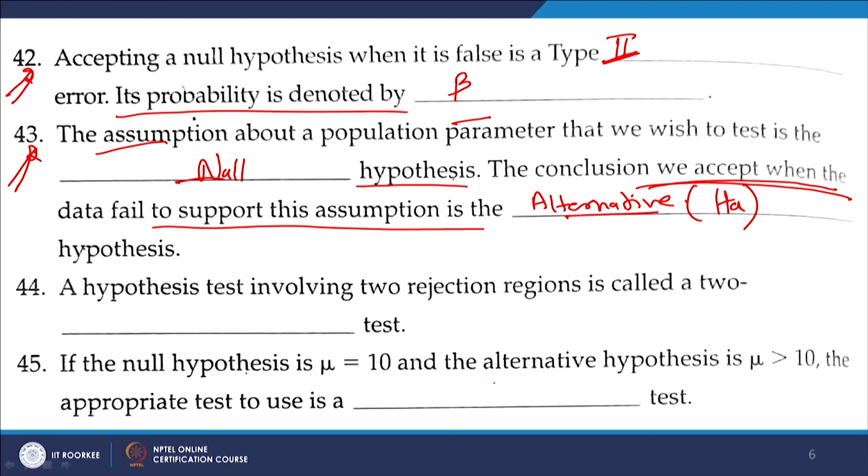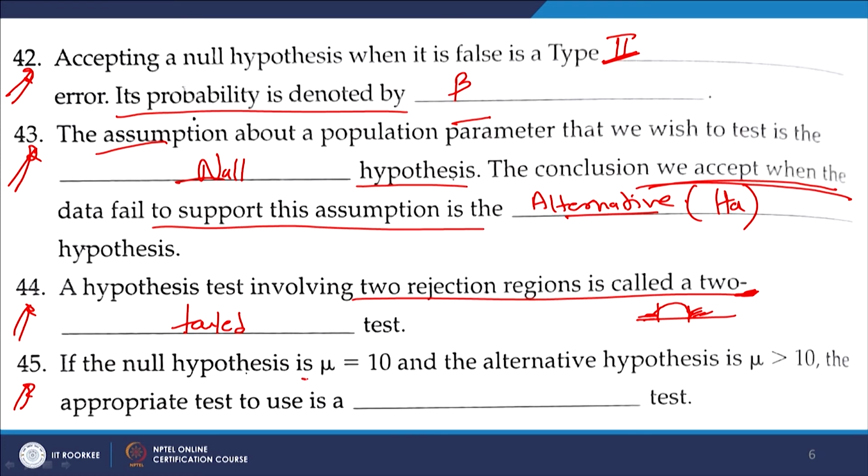Let us look at the next question. A hypothesis test involving two rejection regions is called a two dash test. A two alpha test, two beta test, or what? It is called a two tailed test. There would be two rejection regions, this one rejection region and this second rejection region. Let us look at the last one.